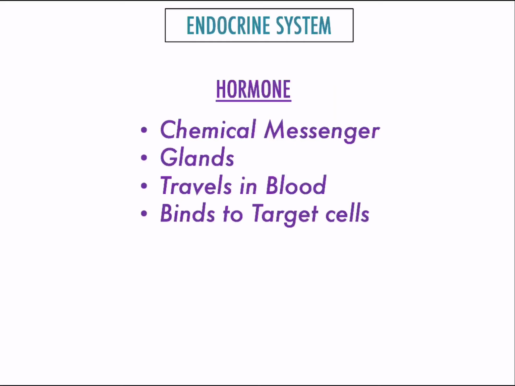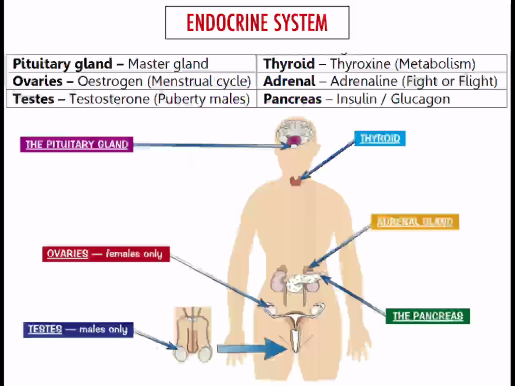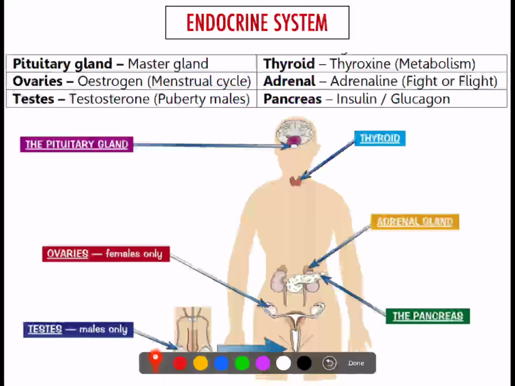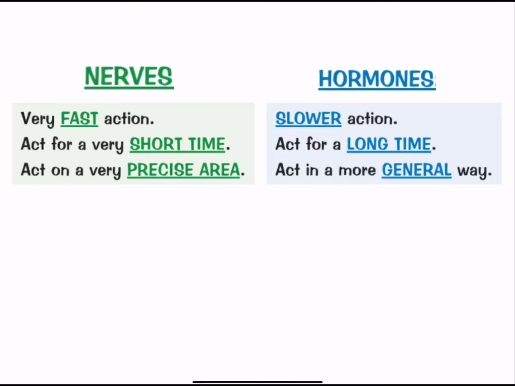So those are the 4 main points you have to mention when talking about hormones. Now, again, our endocrine system is comprised of different glands around the body. So you have the thyroid gland, the pituitary gland. So I've made a table with all the different glands in bold and the hormones that they release and what the hormone does. Of course, some glands are only found in some genders. So make sure you are aware of that.